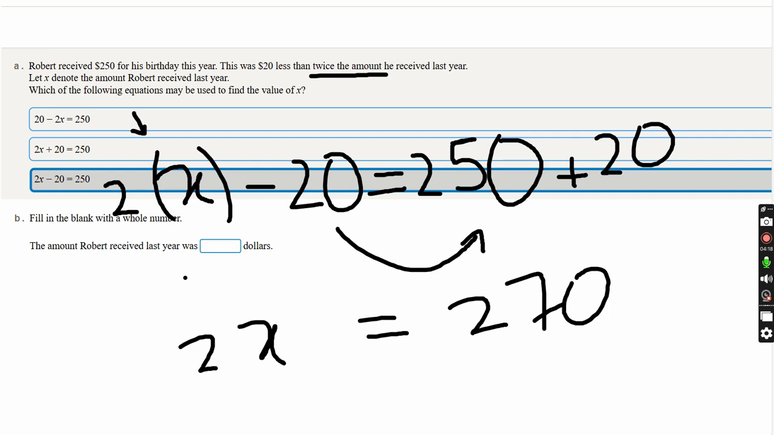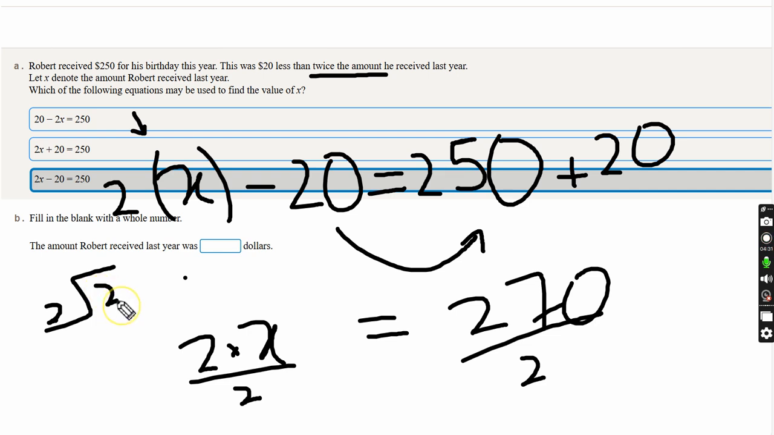So what will this become? When you divide here, again, it's multiplication. You'll divide here by 2. When you want to take the 2 to the other side, you divide. And 2 here. What does it become? 135. So, of course, you have to solve it. 270.